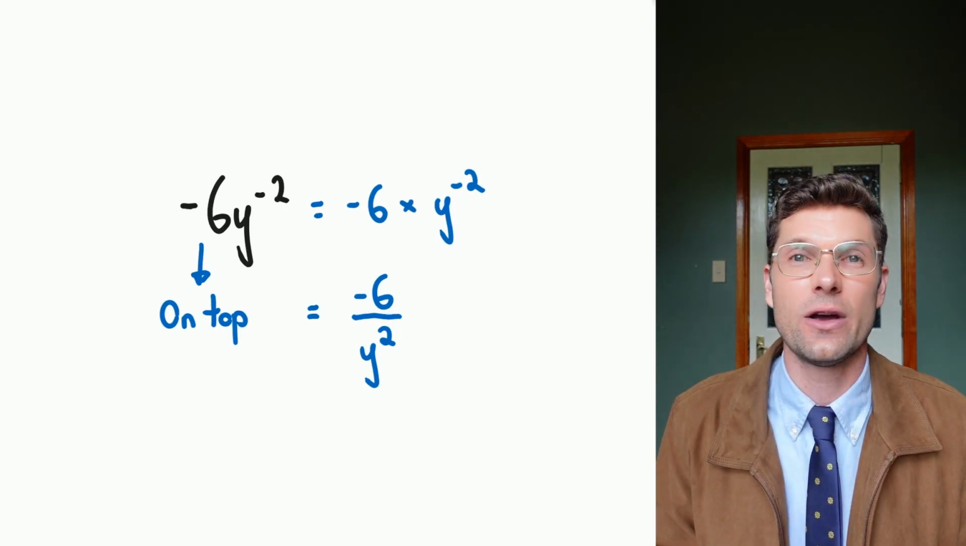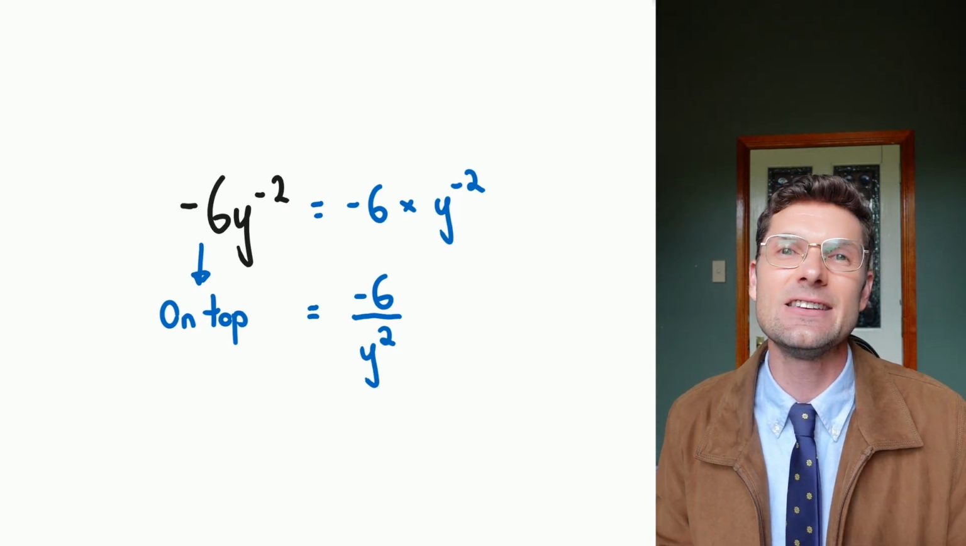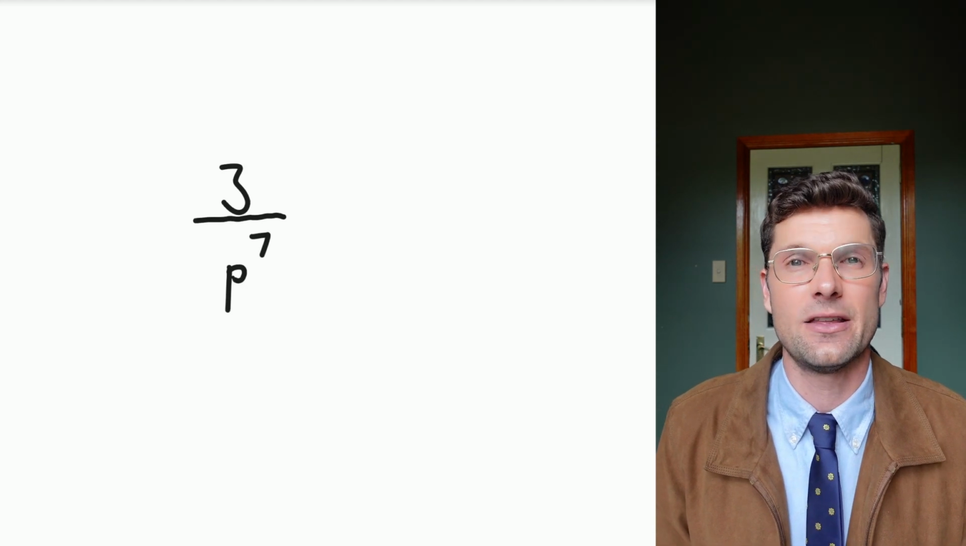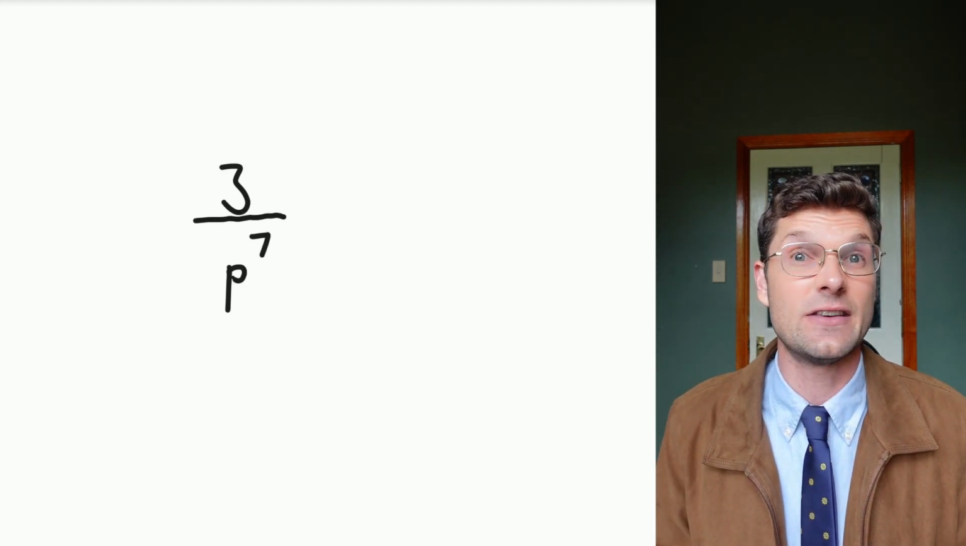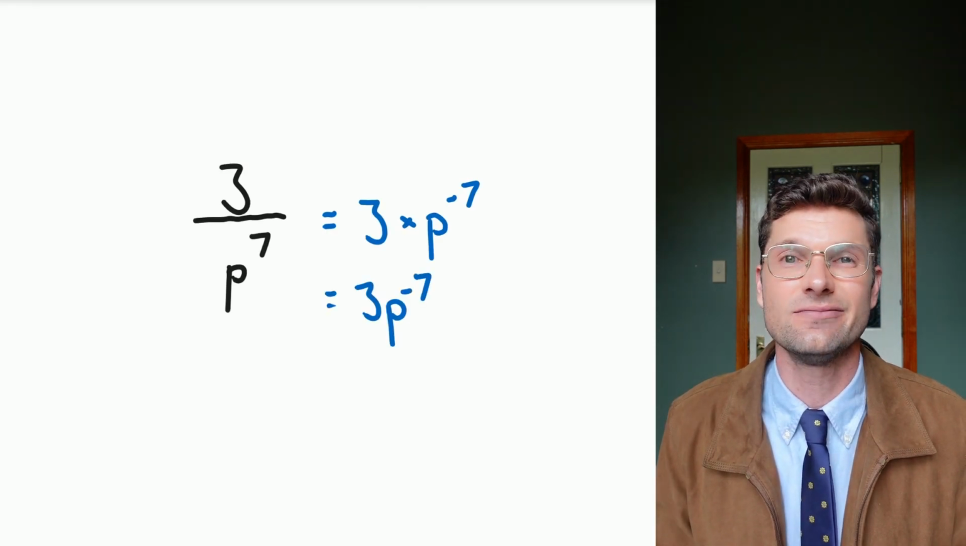And a very common question will be, hey, write this indice with only positive numbers, and this would be the correct answer. So again, I could go the opposite way. If I've got 3 over p to the power of 7, and I get asked to write this with no fractions, all I've got to do is 3 p to the power of negative 7, and we're done.